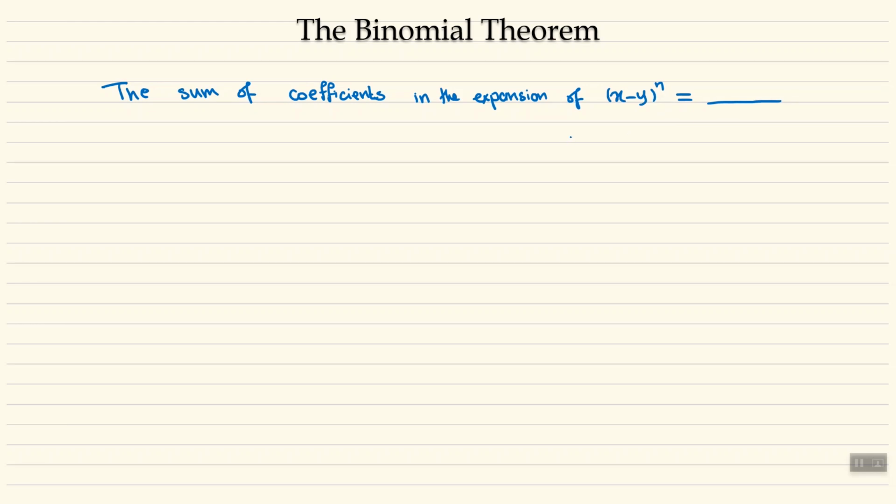Let's see another example. We can ask: the sum of coefficients in the expansion of (x minus y) to the power of n equals dash. Okay, if we're talking about the sum of the coefficients, then we must mean the coefficient of the first term plus the coefficient of the second term, to the power of n. The coefficient of the first term is 1 plus the coefficient of the second term, which is minus 1, to the power of n. This is going to be 0 to the power of n, and 0 to the power of n, anything is 0. So the answer here is 0.